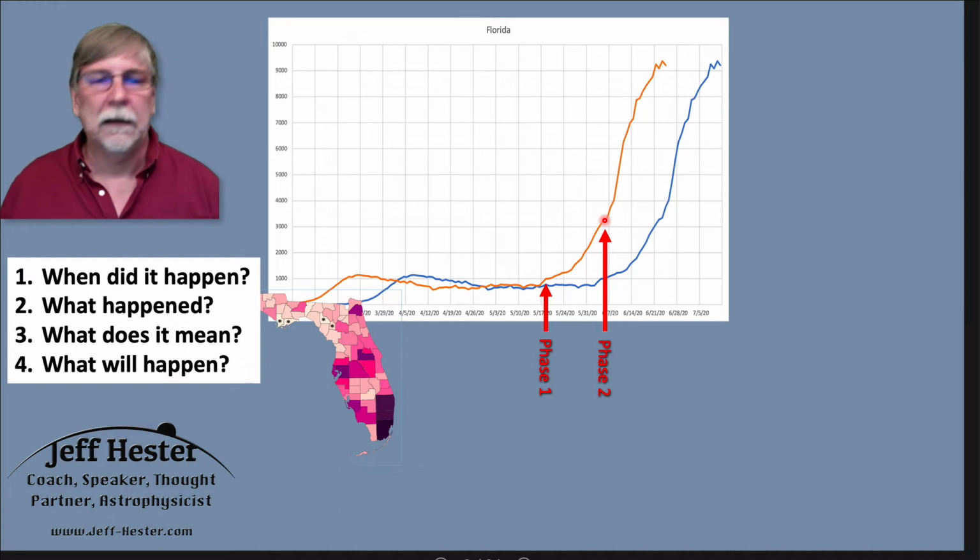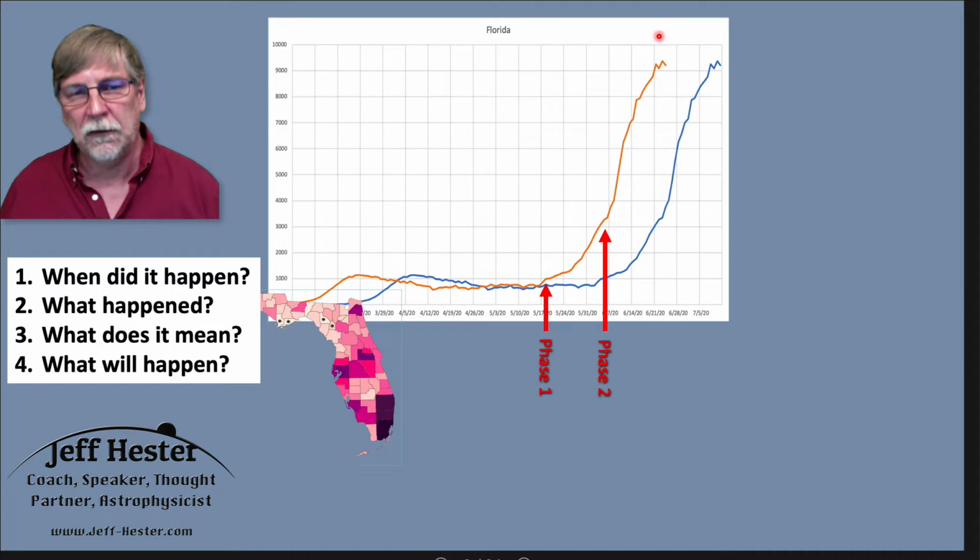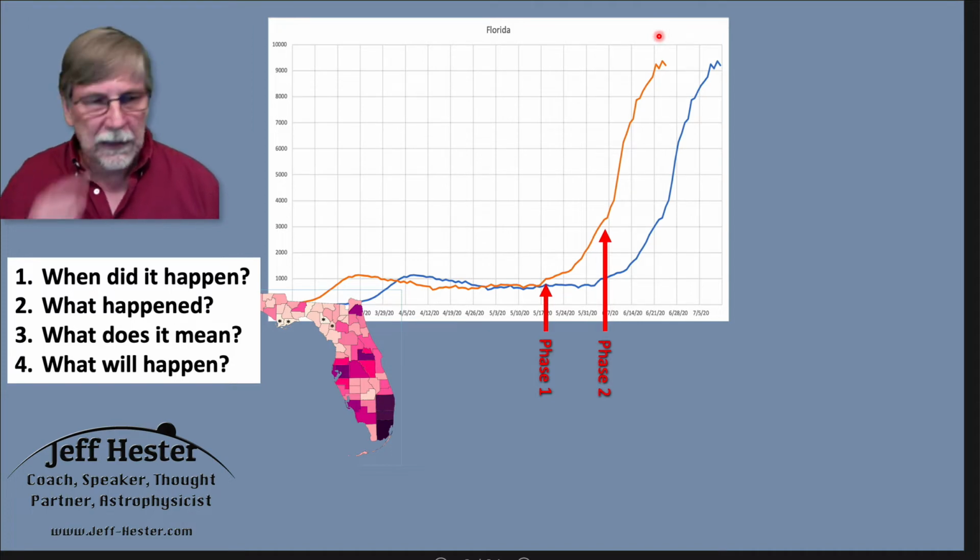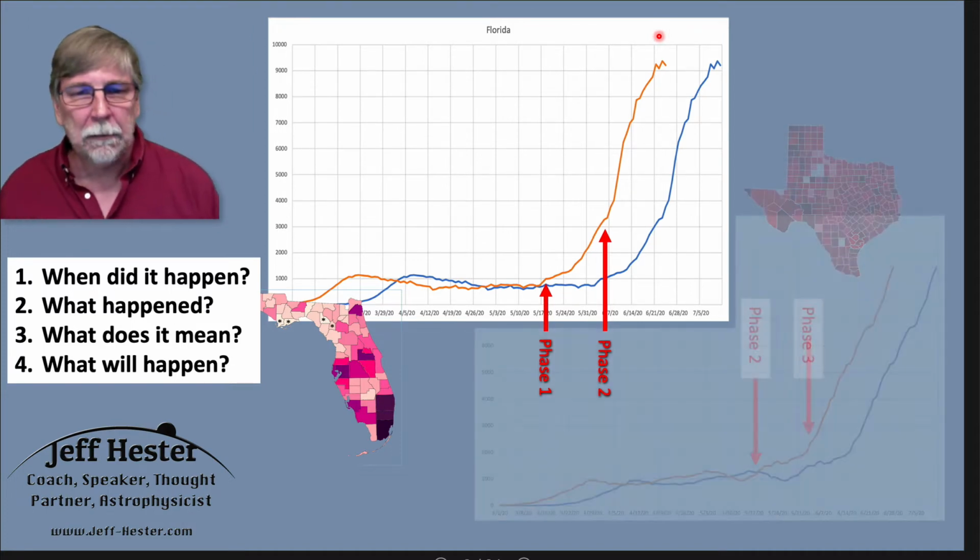Florida was already out of control in terms of number of infections. They did phase 2. Okay, off to the races. When did it happen? What happened? What does it mean? What will happen?